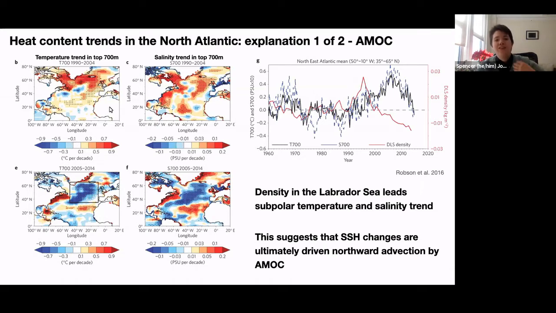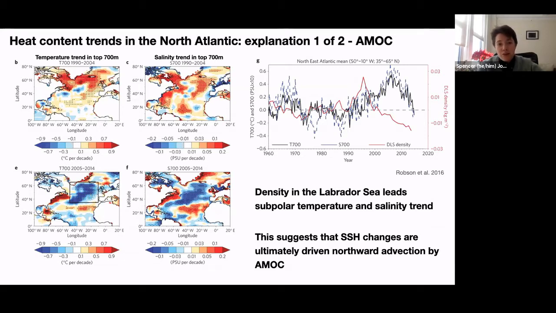I mean, they mostly look at just heat content and correlations between the heat content and density in the Labrador Sea, which they're using as a proxy for the overturning strength. And so what Robson et al. 2016 find, again from an observational product, is that temperature in the top 700 meters increased between 1990 and 2004, and then it decreased in the subpolar North Atlantic between 2005 and 2014.